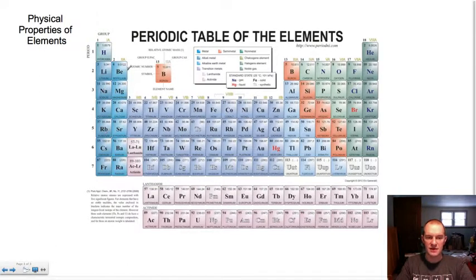Okay? Things that are in group 2 will behave similarly as well because they all have 2 valence electrons. Things in group 7 behave similarly because they have 7 valence electrons. Things in group 8 will behave similarly because they all have 8 valence electrons.